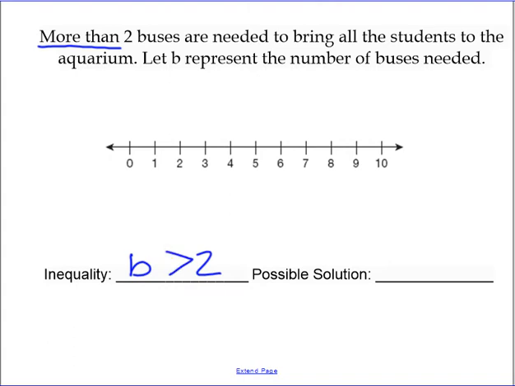But before we graph, let's find a possible solution. So if we need more than 2 buses, what's a possible number of buses that we could have? Could we have 6 buses? Let's check. So plug 6 in for B, rewrite your sign, and the 2. Is it true that 6 is greater than 2? It is. So we're going to circle the 2 on the graph, and it's going to be an open circle because there's no bar, and the inequality arrow is pointing to the right.